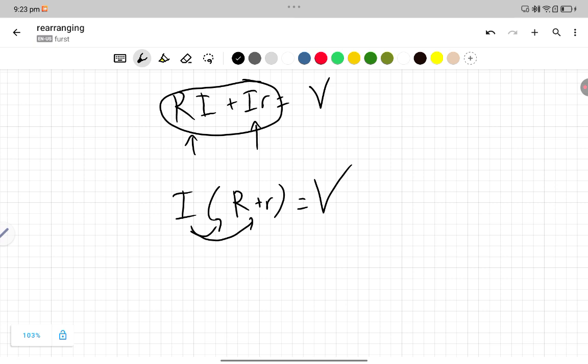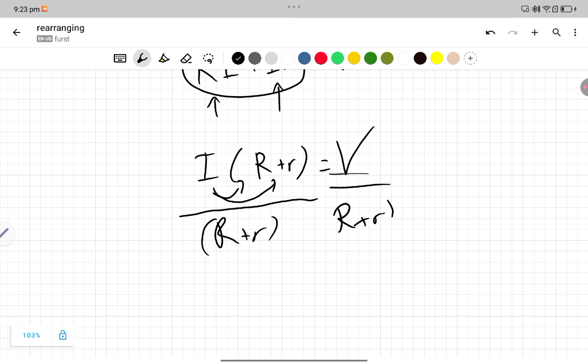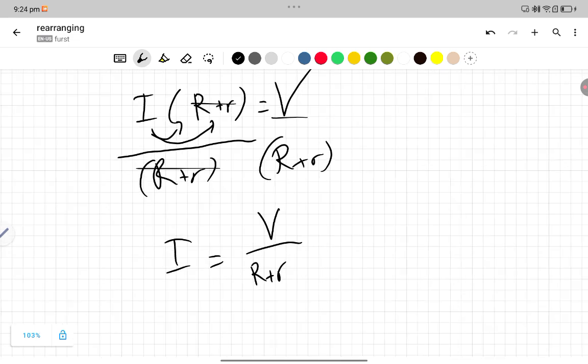Anyhow, I is being multiplied by R plus r. How can we make I on its own? It's being multiplied by these two, so we want to divide by that. We divide both sides by R plus r. These two, of course, cancel out. I is on its own, and I equals V over R plus r. Maybe it's a bit confusing, but nothing comes easy without practice.